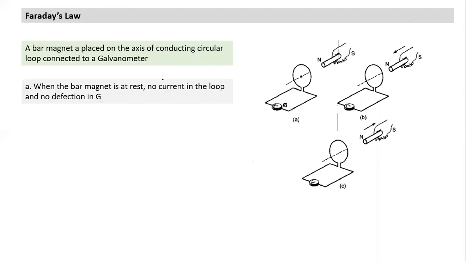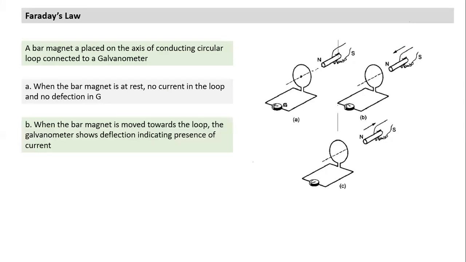In the first figure, figure A, the bar magnet is at rest. The bar magnet is just held here on the axis of the circular coil, and it is not in motion. What we observe, not very surprisingly, is that when the bar magnet is at rest, there is no current in the loop. We know there's no current because there's no deflection in the galvanometer. This is the first setup.